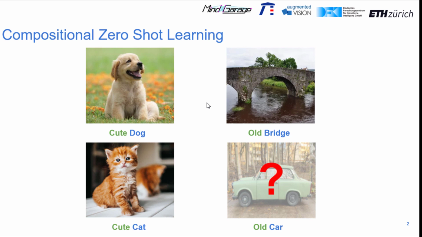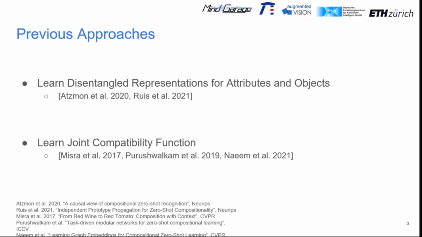Compositional zero-shot learning is the task of classifying samples by compositional labels. Compositional labels consist of object and state. States can also be referred to as attributes. During training, we see all states and objects but not the compositions, and at test time we have to predict novel compositions. For example, we will see old bridge, but during test time we'll also have to predict old car.